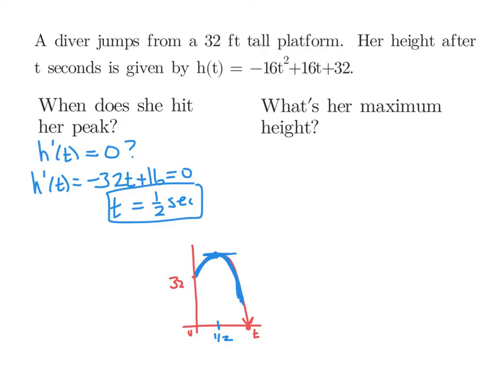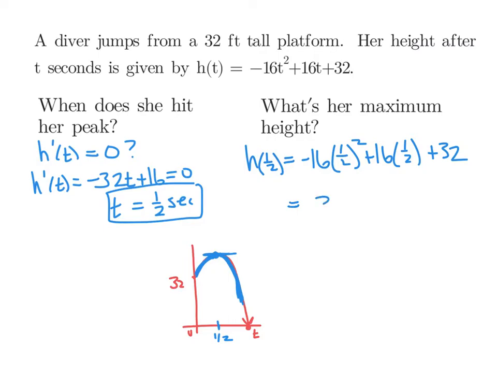What is that maximum height? Well, now we just want to find the height, so finding h of 1/2, and that should leave us with 36. So her maximum height is going to be 36 feet.